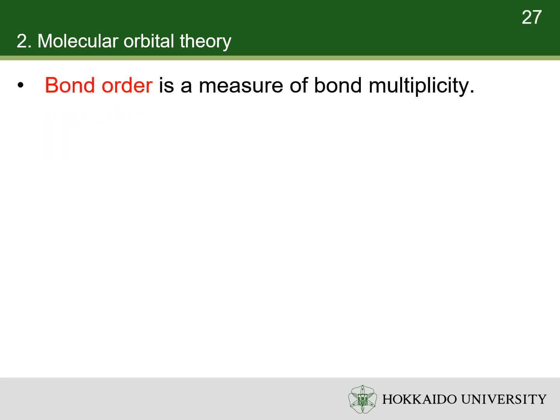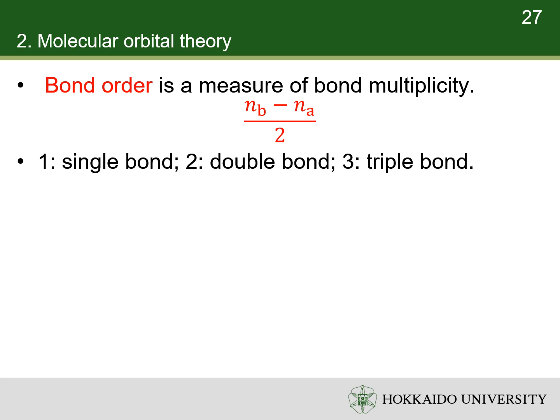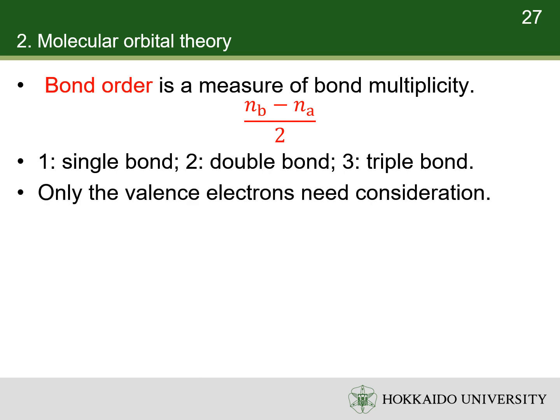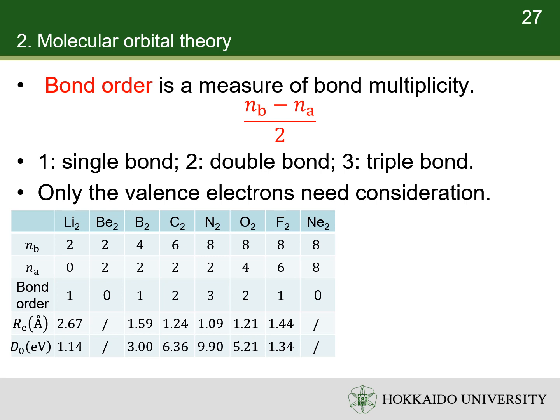Bond order is a measure of the multiplicity of a covalent bond between 2 atoms. It is defined as the difference between the numbers of electron pairs in bonding and antibonding molecular orbitals. The bonds with order 1, 2, and 3 are single bond, double bond, and triple bond, respectively. To calculate the bond order, only the valence electrons need consideration, since the core electrons occupy bonding and antibonding orbitals equally. Here, homonuclear diatomic molecules in period 2 are used as examples. Their bond orders can be easily calculated from their molecular orbital diagrams.